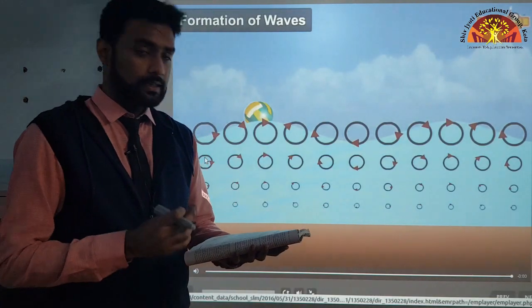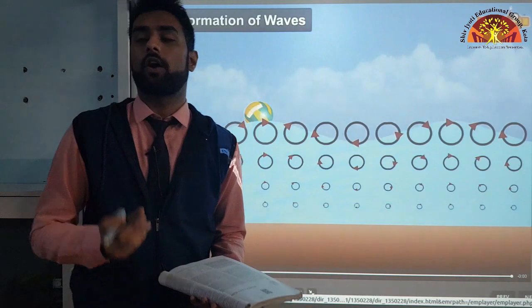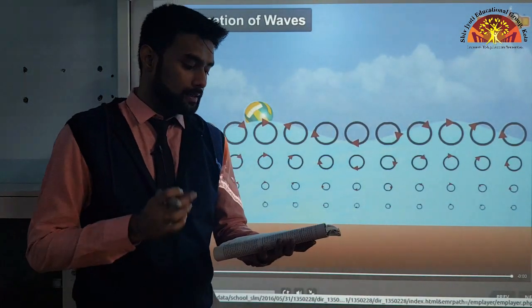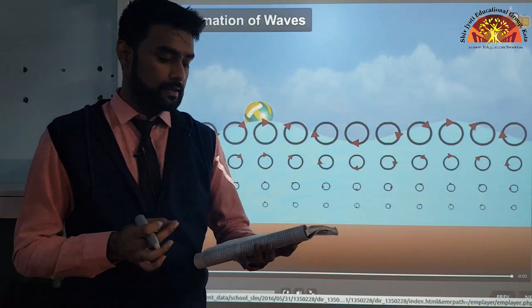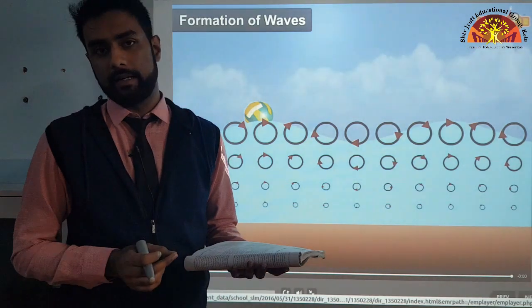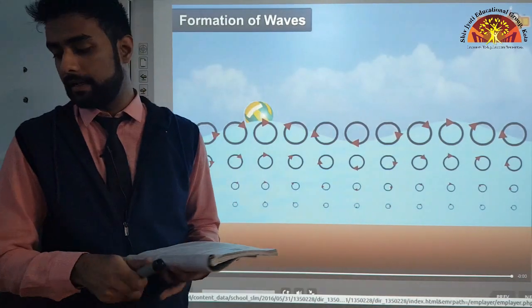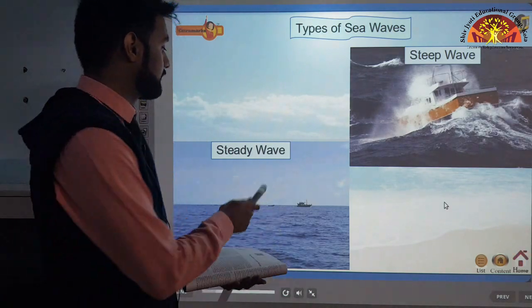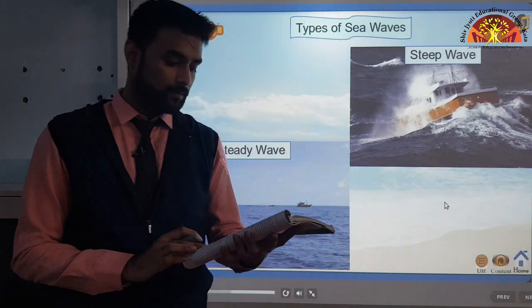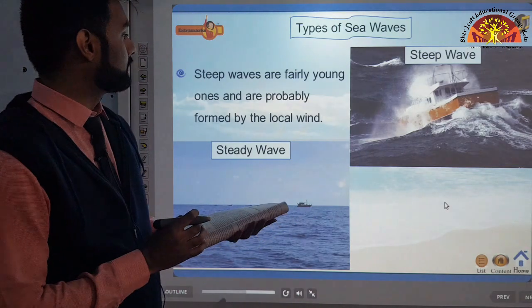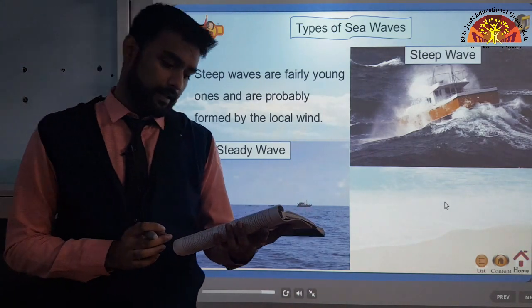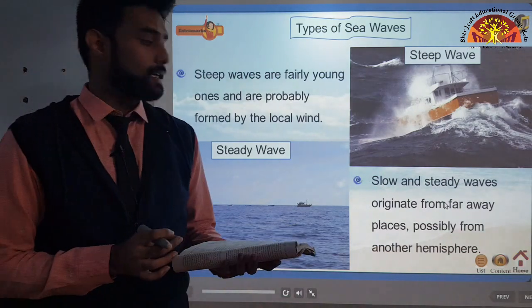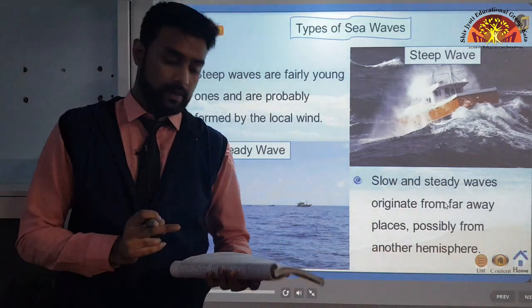Now, a wave's size and shape reveal its origin. Okay, the size and the shape of the wave will reveal where it is coming from. Steep waves are fairly young ones and are probably formed by local wind. Steep waves means waves which are not great in height. Here you can see there are steady waves and steep waves. Now, steep waves are fairly young ones and are probably formed by the local wind. Slow and steady waves originate from far places, probably from another hemisphere.